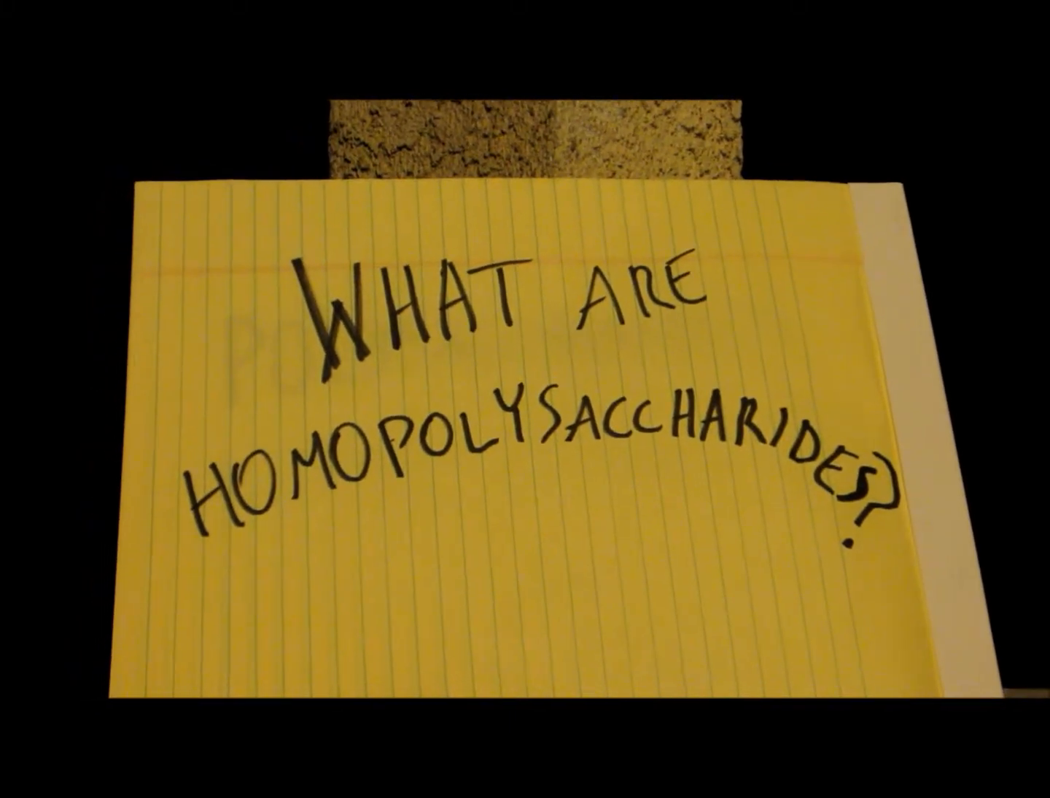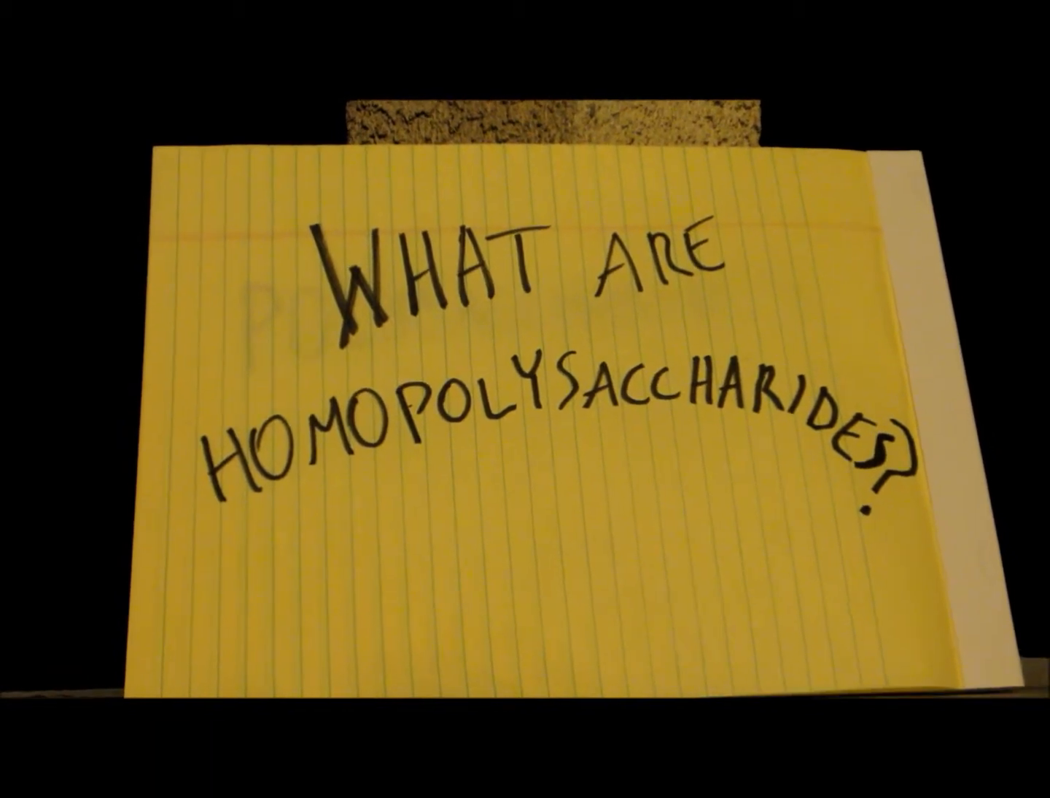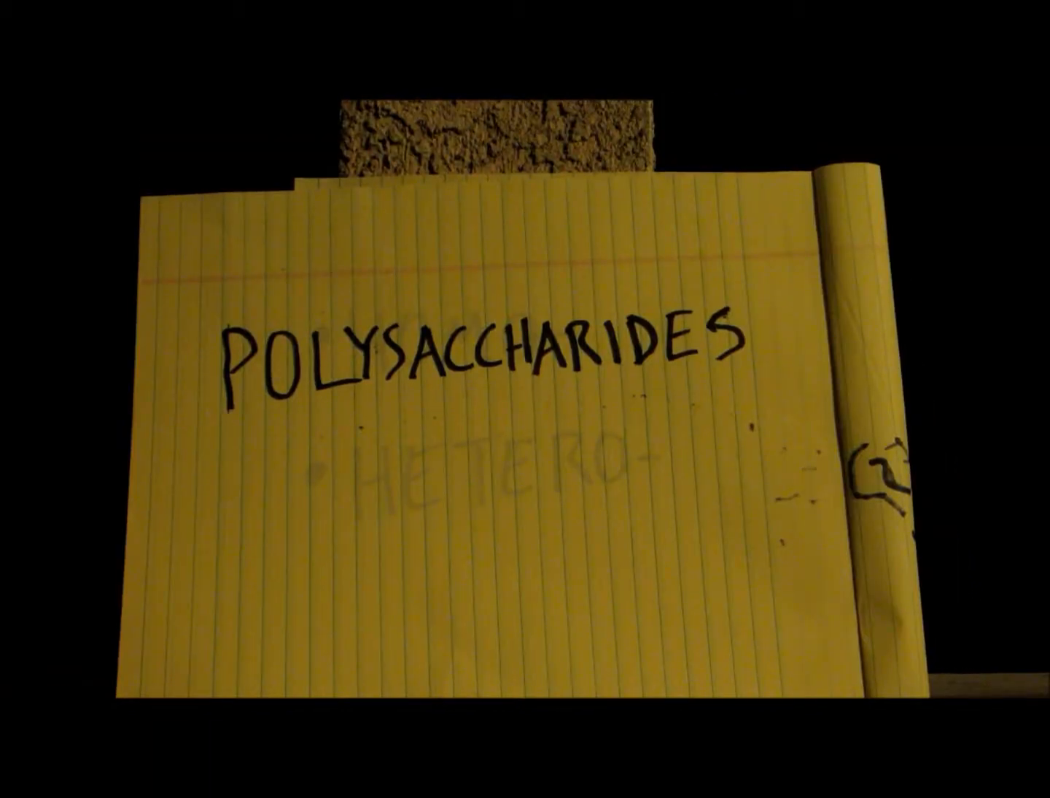What are homopolysaccharides? Before we answer that, we must first know what a polysaccharide is. Polysaccharides are carbohydrate chains made of 10 or more monosaccharide residues, joined together by glycosidic bonds. Their primary function is to provide structure and store energy. There are two types of polysaccharides: homopolysaccharides and heteropolysaccharides.